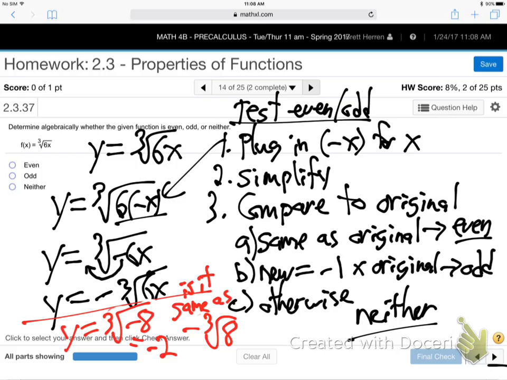Negative 2. Because remember, cube root asks the question, what times itself 3 times is this thing? What times itself 3 times is negative 8? Negative 2 times negative 2 times negative 2 is negative 8. So that's the answer to the cube root of negative 8.